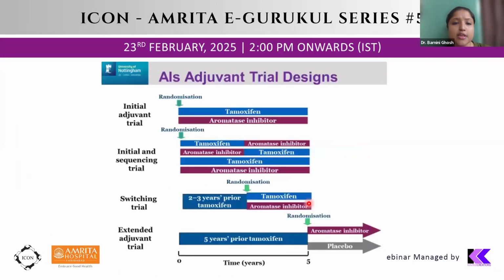Coming to the hormonal therapies, in this slide, I have shown how the adjuvant hormonal therapies have evolved over time. So the initial trials on adjuvant hormonal therapy compared tamoxifen to aromatase inhibitor. Now later came the initial and sequencing trials, that is either tamoxifen followed by aromatase inhibitor or aromatase inhibitor followed by tamoxifen. Then came the switching trials, that is 2 to 3 years of prior tamoxifen, followed by switching to aromatase inhibitor. And lastly, the trials explored the extended duration of adjuvant hormonal therapy after 5 years of hormonal treatment.